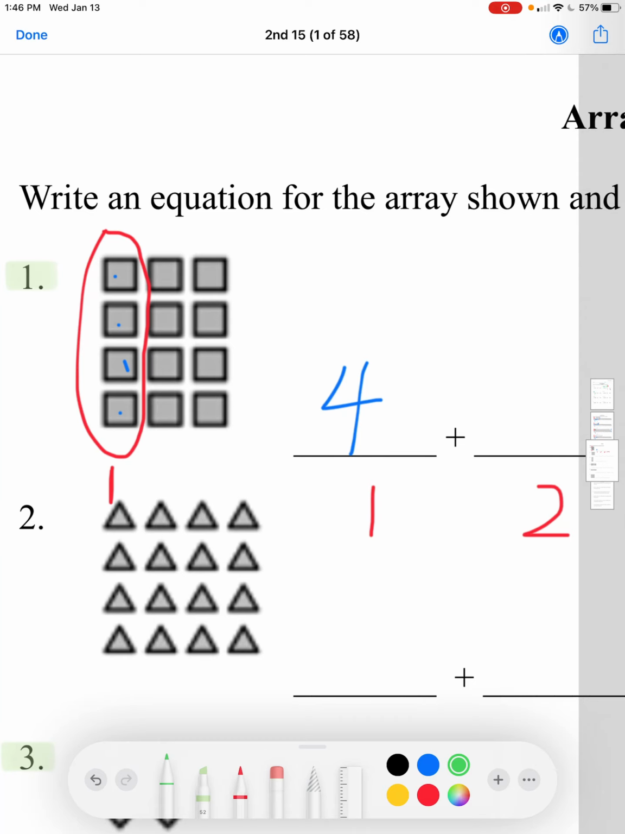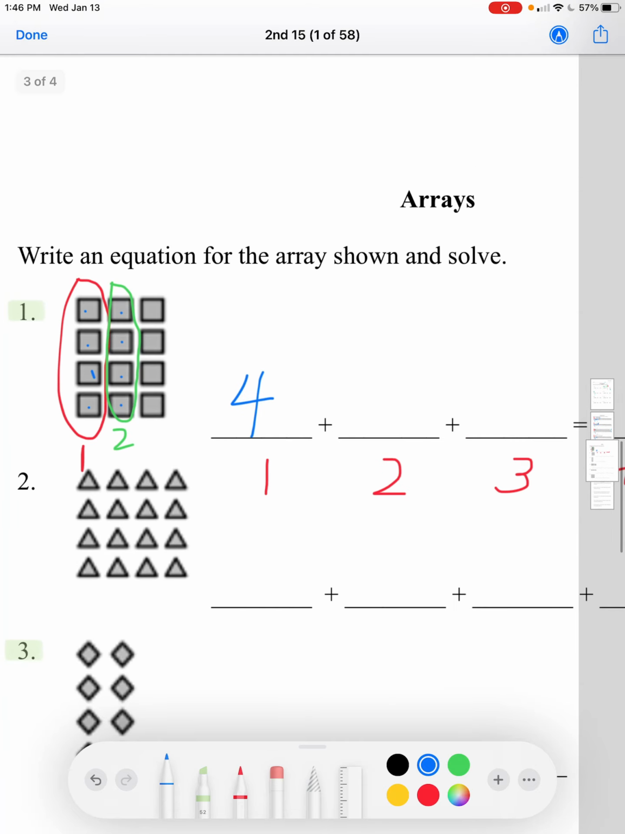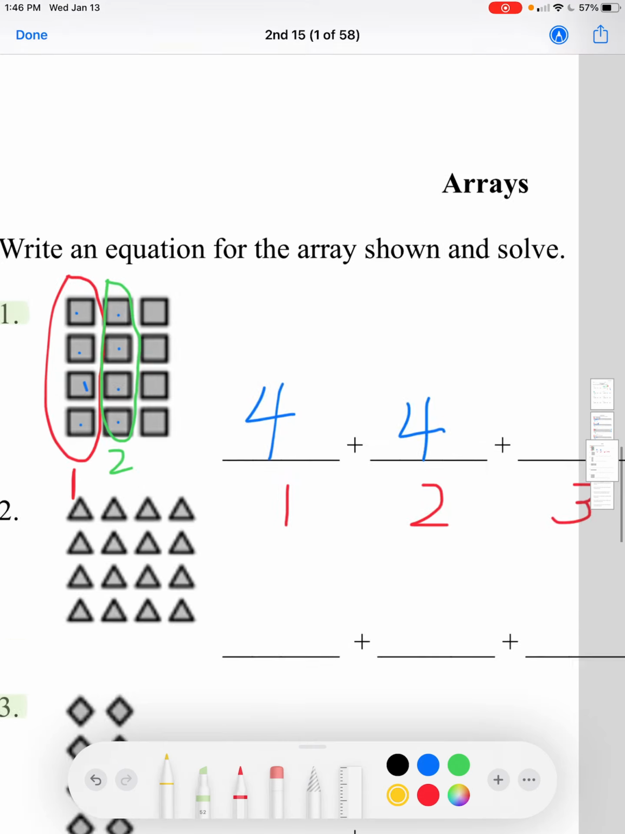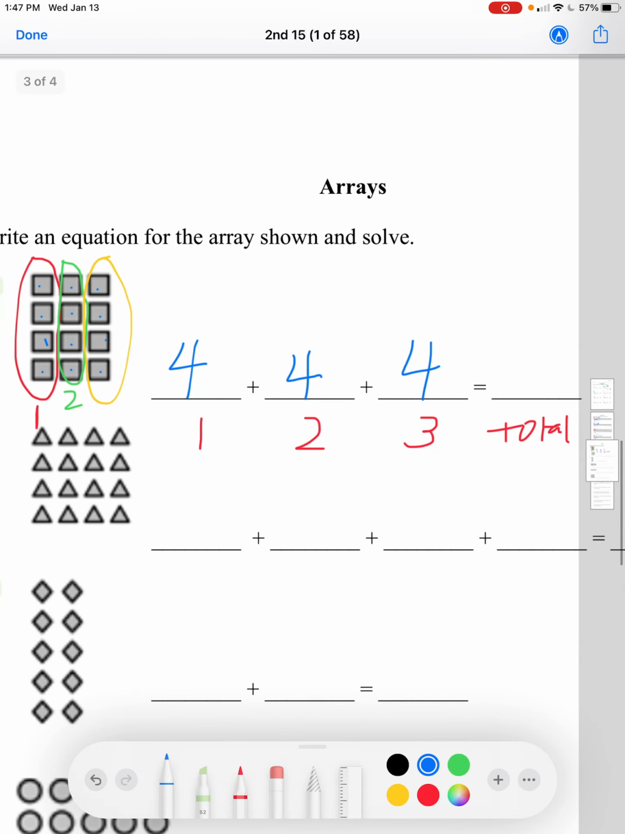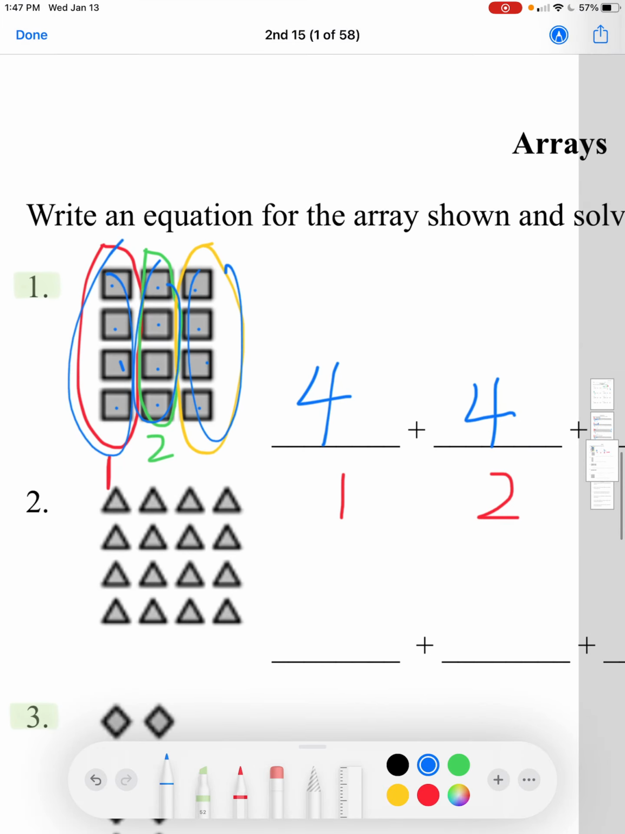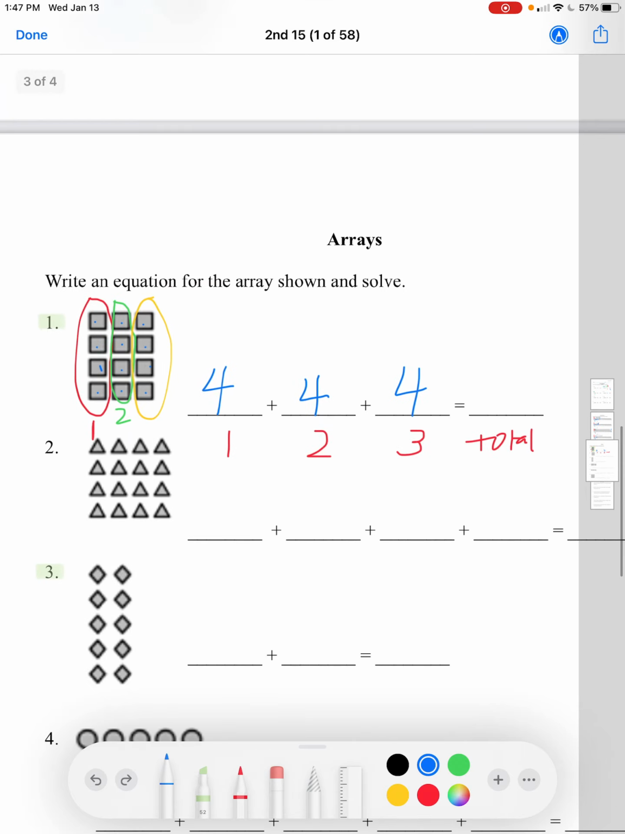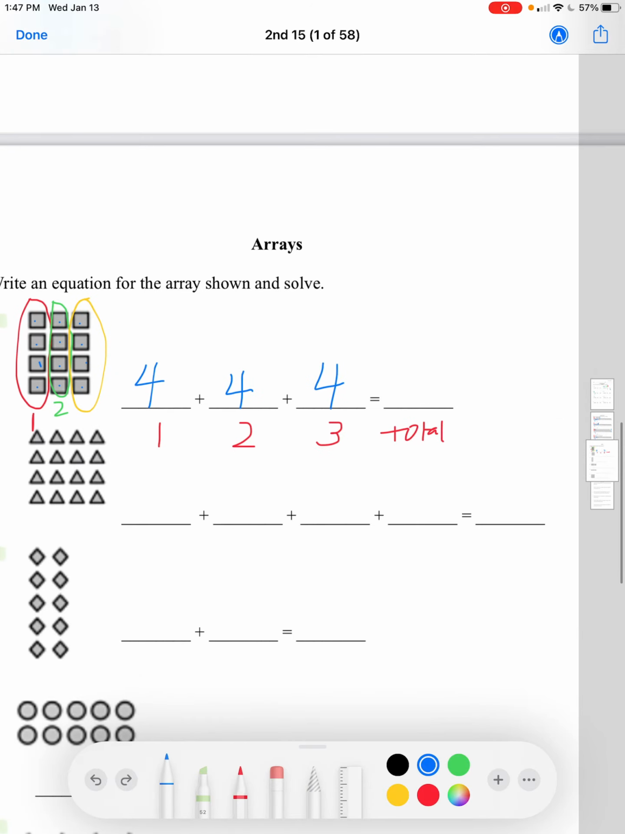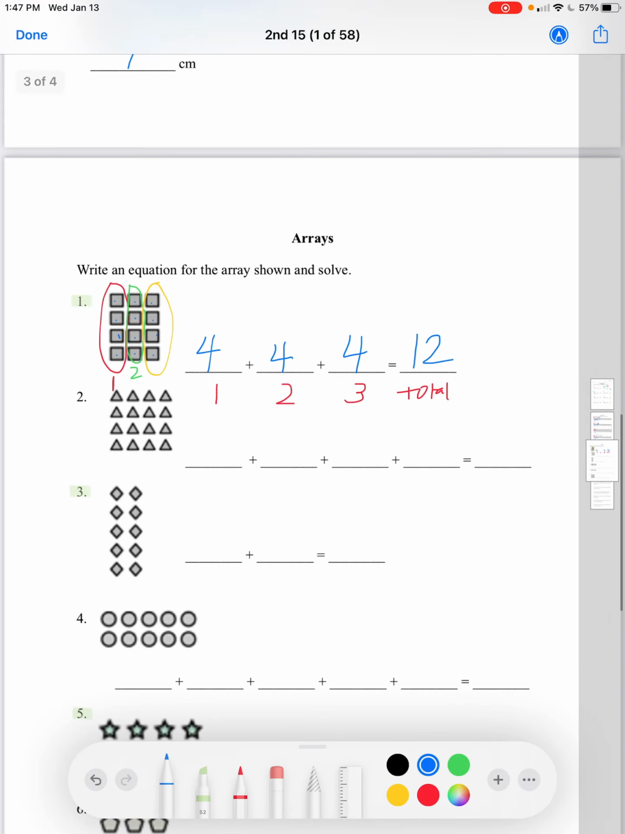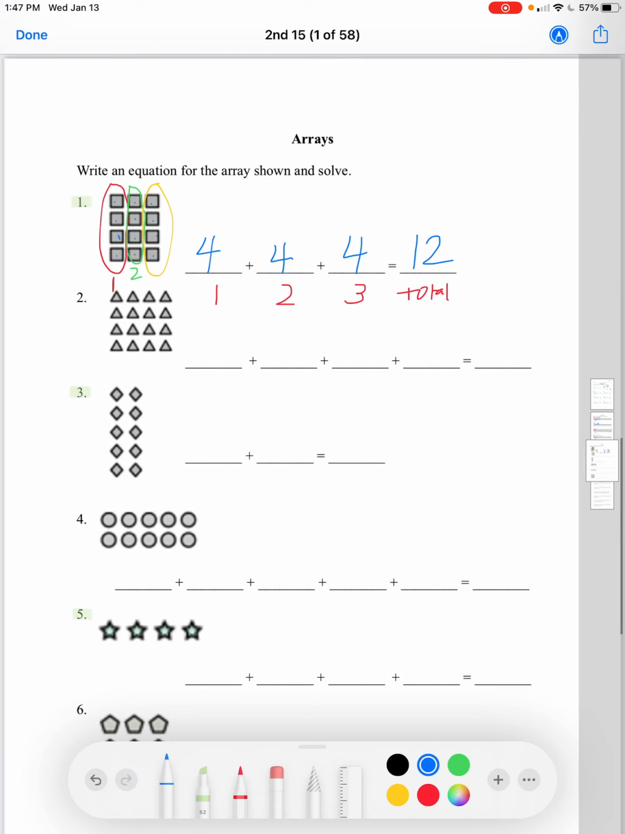And let's look at column 2 right here. We have 4 squares again, 1, 2, 3, 4. So we'll put a 4. And then go to column 3, right here. We have 1, 2, 3, 4 squares again. So we're adding 4 plus 4 plus 4. And if you count, we have 1, 2, 3, 4, 5, 6, 7, 8, 9, 10, 11, 12 squares in total. So that's how you count and make an equation for the array.